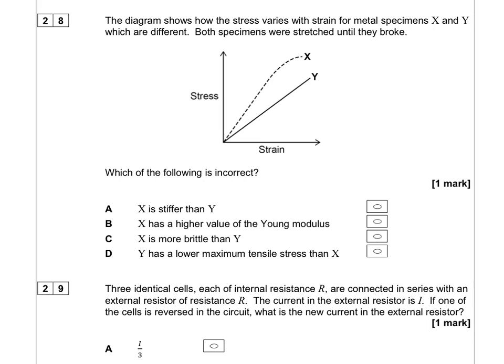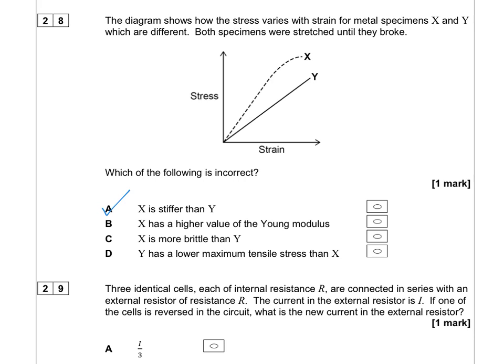Diagram shows how the stress varies with strain for metal specimens X and Y, which are different. Both specimens are stretched until they broke. Which one of the following is incorrect? Okay, X is stiffer than Y. So stiffness is the same as Young modulus, and Young modulus is the gradient of the graph. So X has a steeper gradient, which would mean that X has a higher Young modulus and is therefore stiffer than Y.